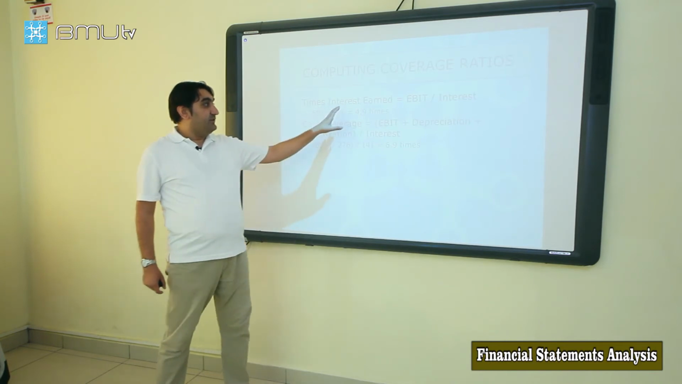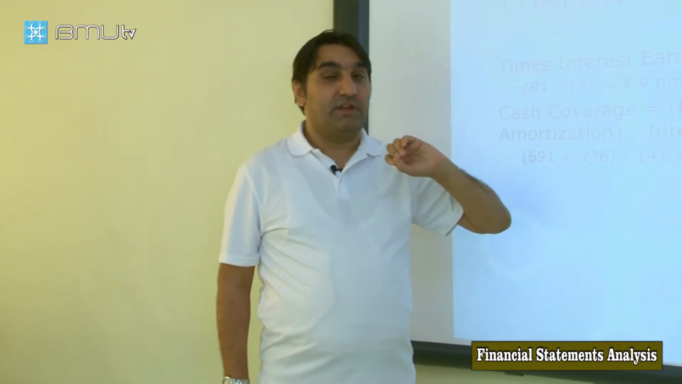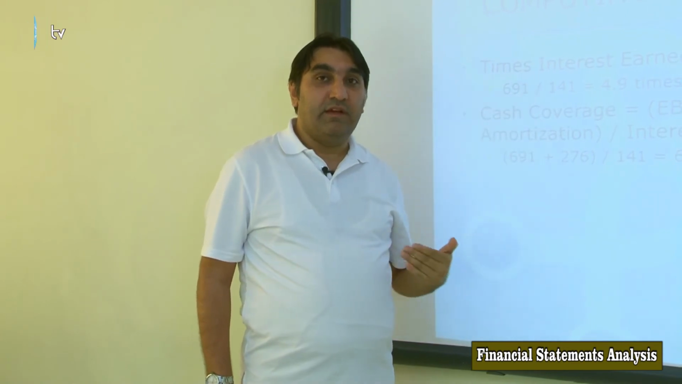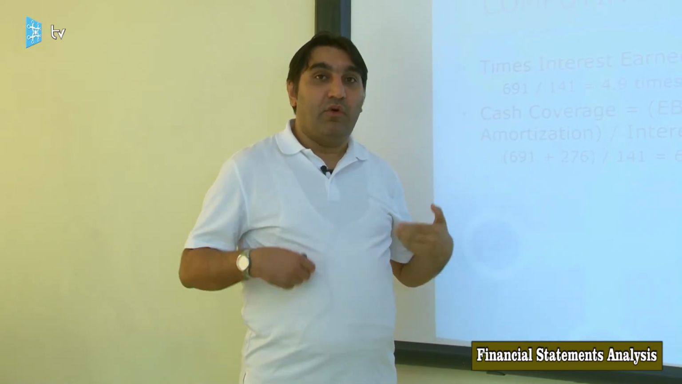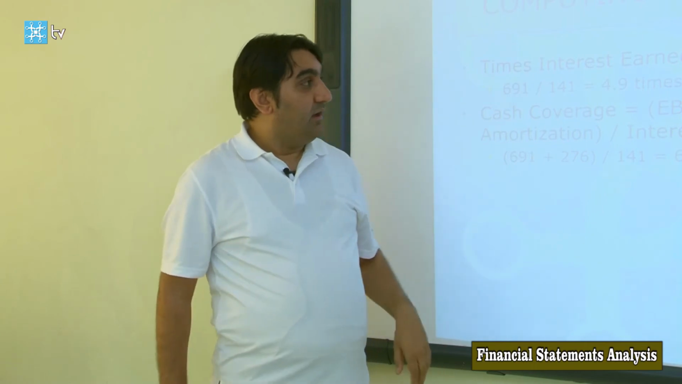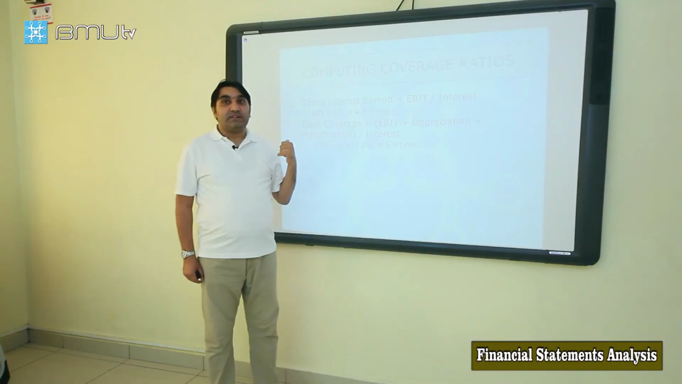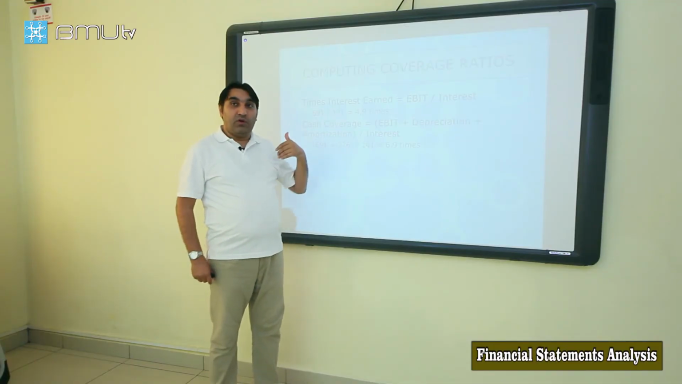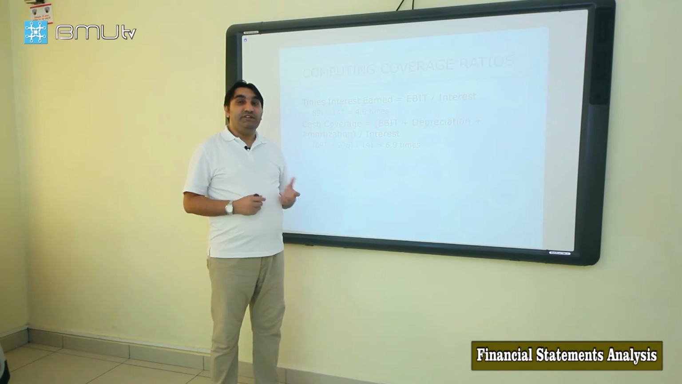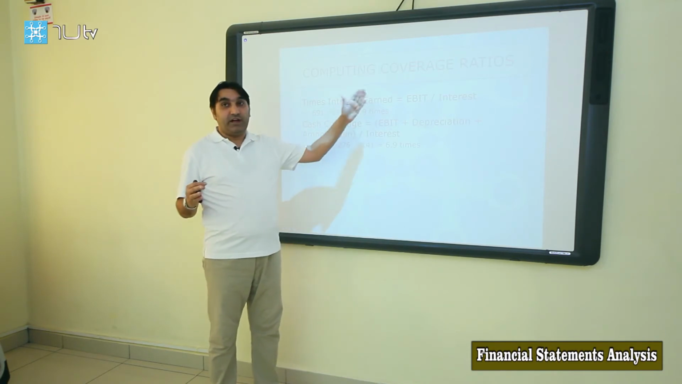Also, we have the times interest earned ratio. It shows us how we have covered, how we have earned our interest payments. It's calculated as EBIT divided by interest. EBIT we know is earnings before interest and tax. For our company, it's 691 divided by 141. We get 4.9 times. It means that this company is able to earn its interest payments about 5 times.